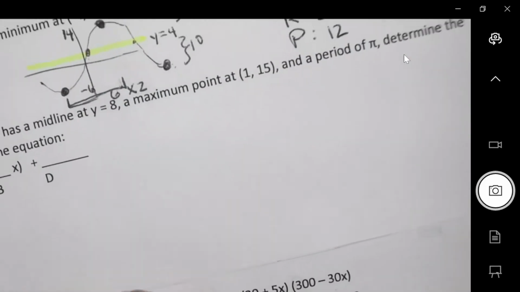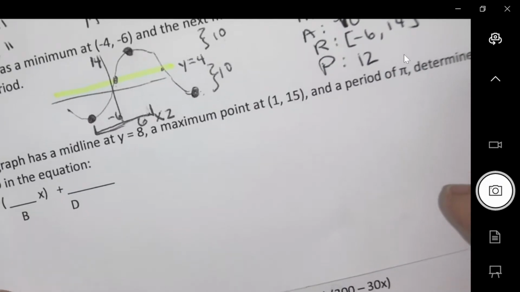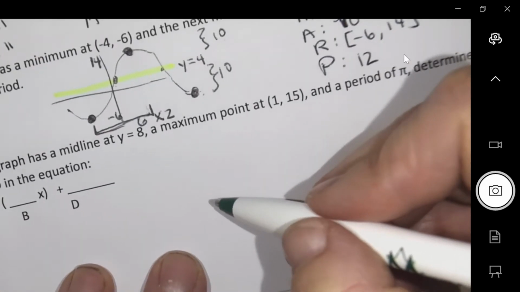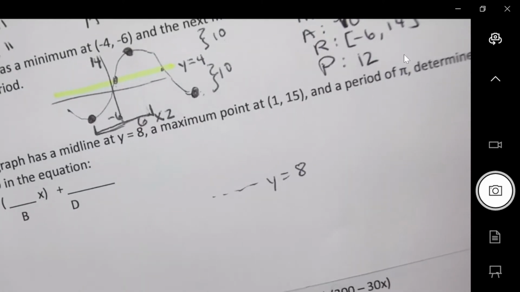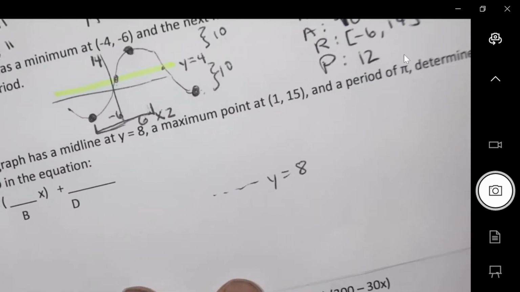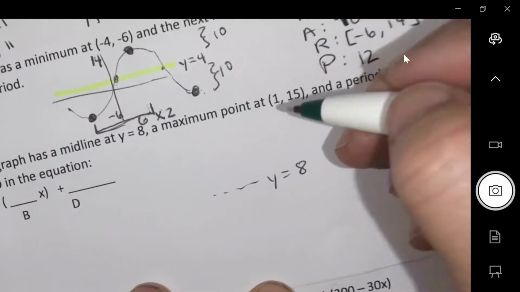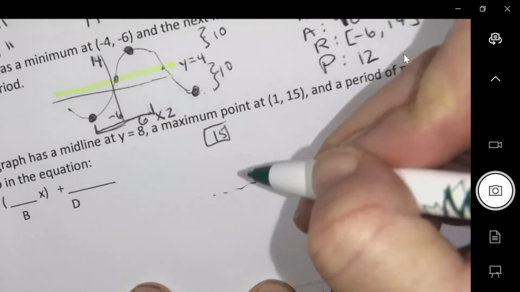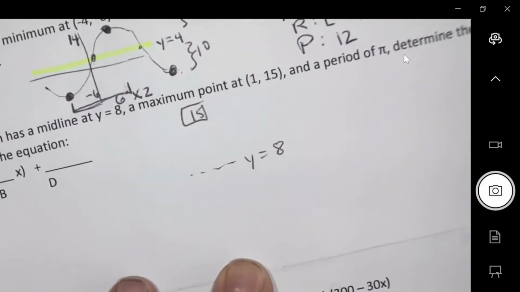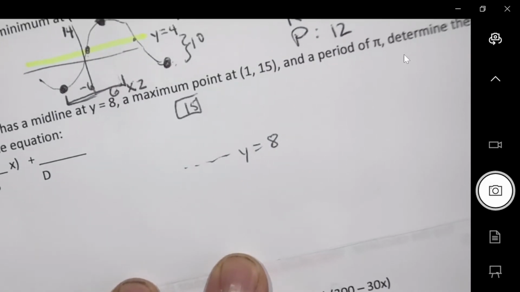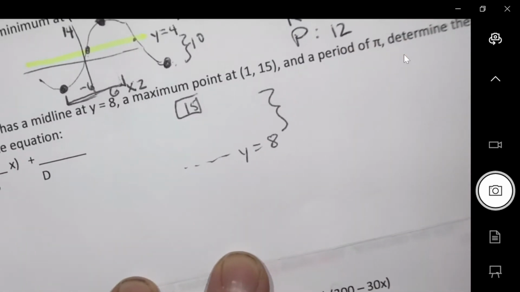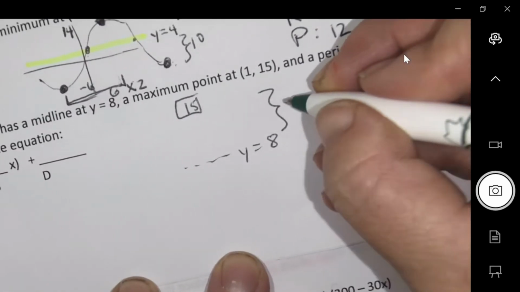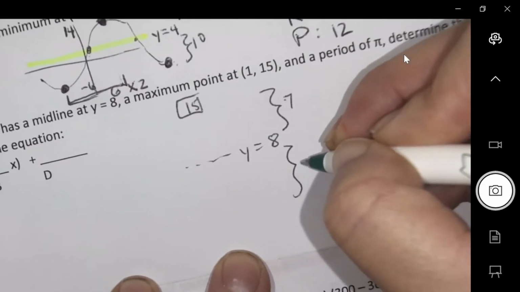Okay, number 8. We have a midline at 8. We have a max value at 15. Our max value will hit a height of 15, which means the spacing for the amplitude will be 7, right?